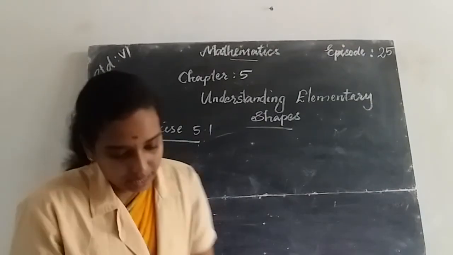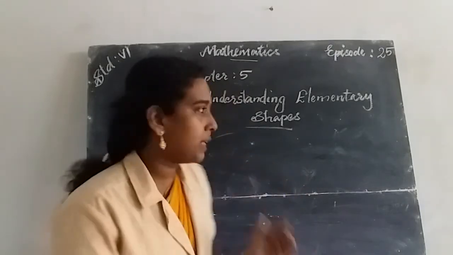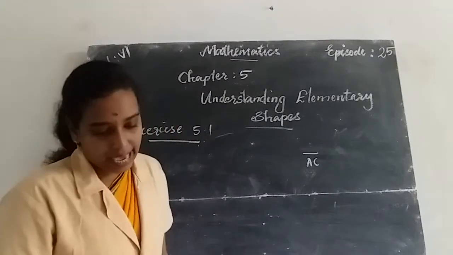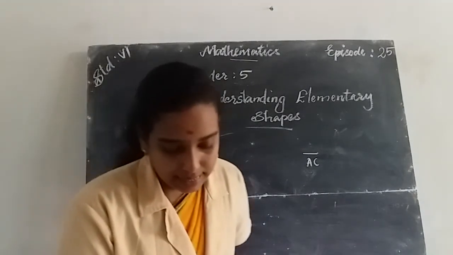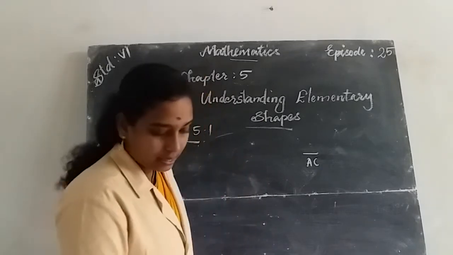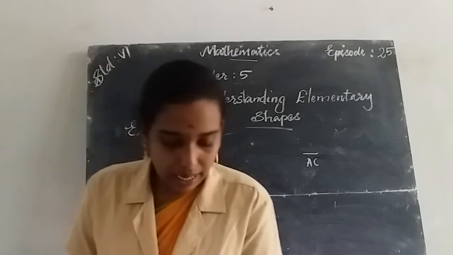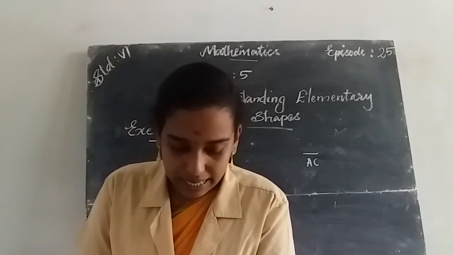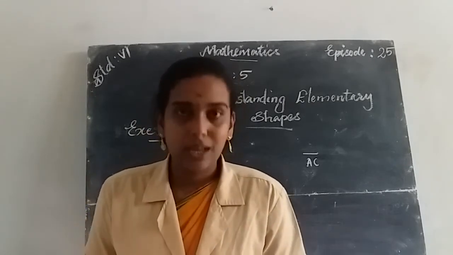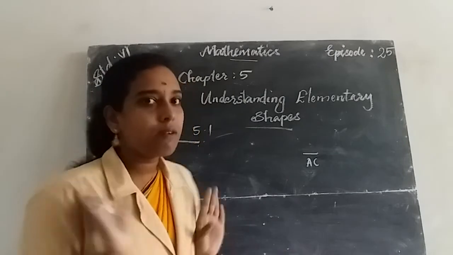The next question, question number 6. If B is the midpoint of line segment AC and C is the midpoint of line segment BD, where A, B, C, D lie on a straight line, show that AB is equal to CD. So read the question carefully and draw a line segment according to the question.